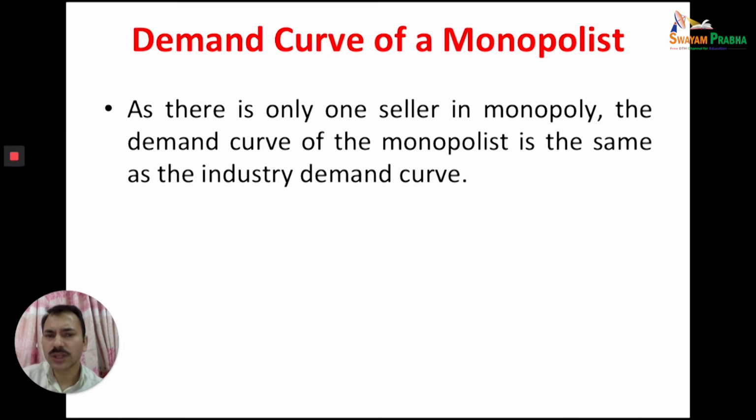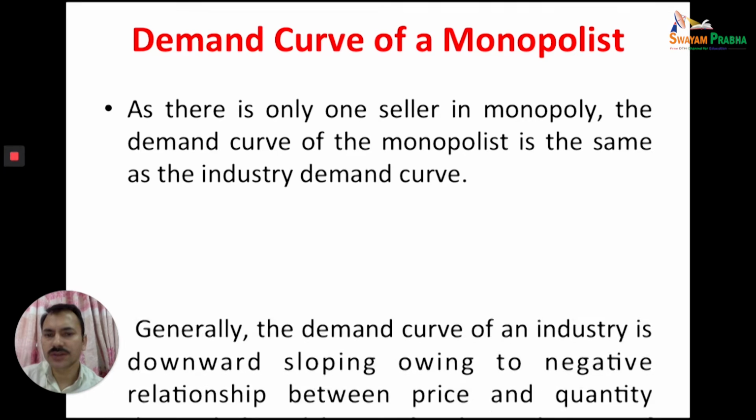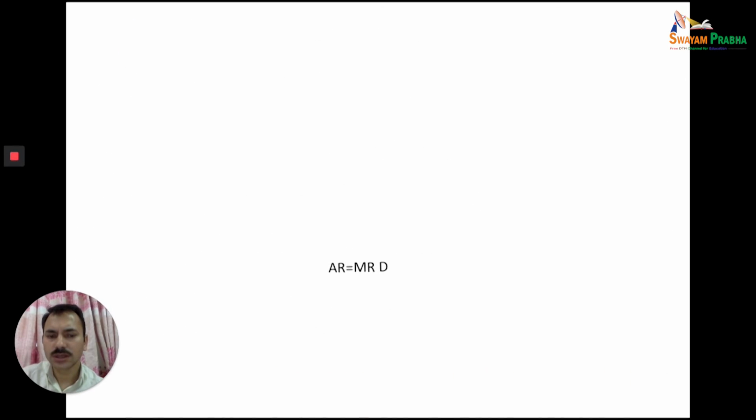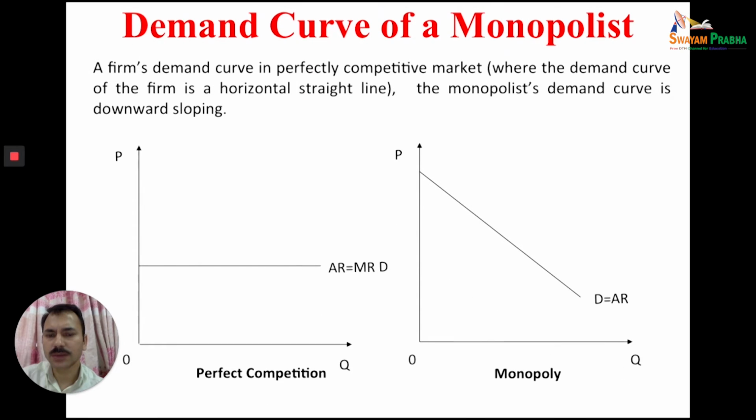As there is only one seller in a monopoly, the demand curve of the monopolist is the same as the industry demand curve, as I have already stated. Generally, the demand curve of an industry is downward sloping, showing a negative relationship between price and quantity demanded. Hence the demand curve of the monopolist is downward sloping, meaning the higher the price, the lower the demand, and the lower the price, the higher the demand.